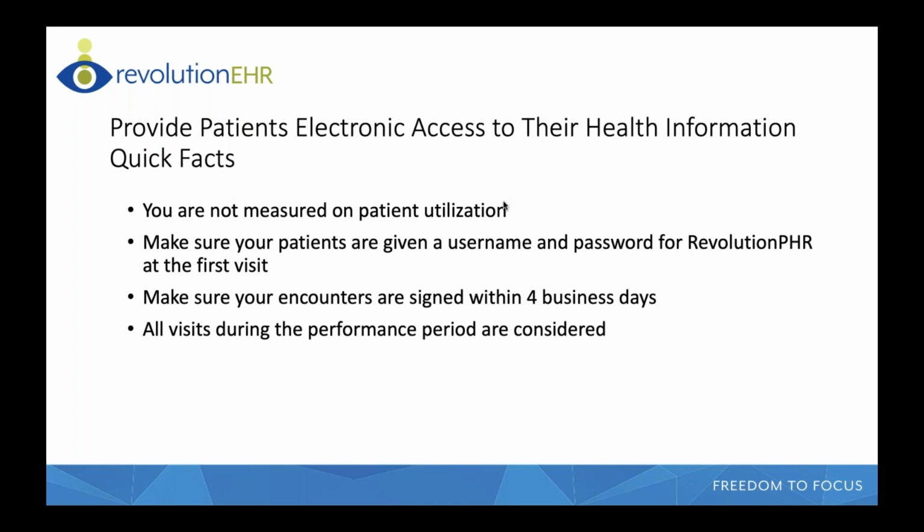Okay, so another way of saying this is you are completely in control of your performance here. Make sure your patients are given a username and password for Revolution PHR at that first visit, and then after that, the key will simply be making sure that your encounters are signed within 4 business days, because once the username and password are set for a given patient, they're set forevermore, right? Every subsequent visit then just becomes a matter of signing the encounters within 4 business days. Very importantly, all visits during the performance period are considered. So if you see that patient 5 times and that first visit was not successful, even if all 4 others were, the patient will count against you. All visits during the performance period need to be considered.